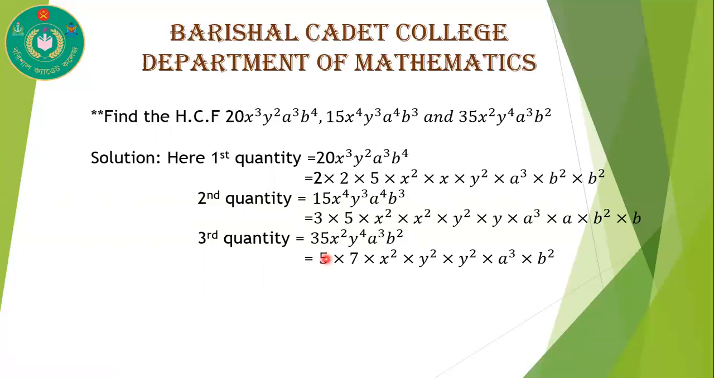Here the common factors of the expressions are x, y, a, b, and the highest common power among these expressions is x square, y square, a cube, b square. That's why the required HCF is 5 x square, y square, a cube, b square.